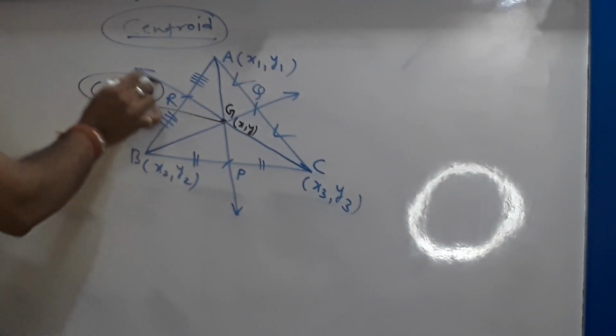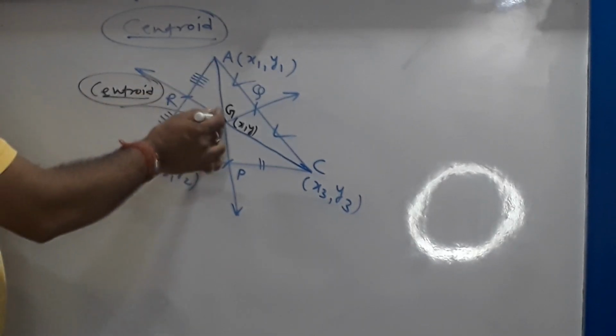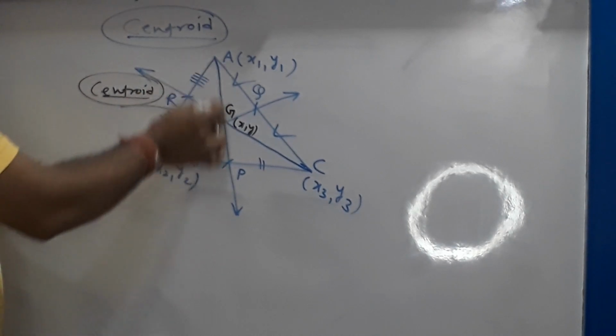You must have studied this in physics also, correct? What is the centroid of a triangular lamina? The point of intersection of all the 3 medians in physics. So what is the centroid? The point of intersection of all the 3 medians.